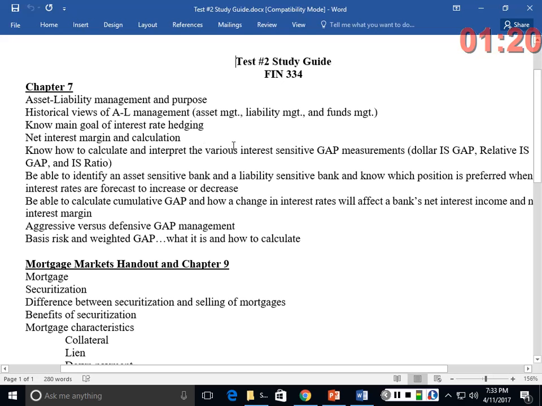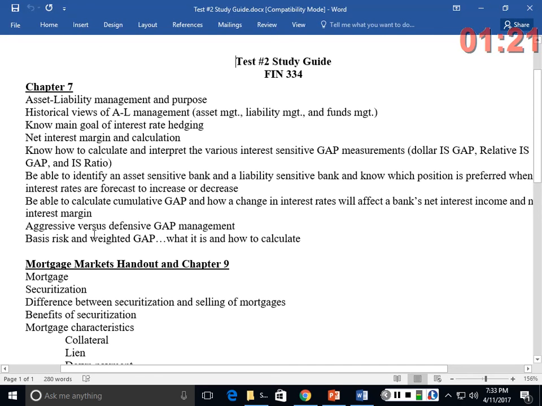Know how to calculate and interpret the various interest-sensitive gap measurements, such as the dollar interest-sensitive gap, the relative interest-sensitive gap, and the interest-sensitive ratio. Be able to identify an asset-sensitive bank and a liability-sensitive bank and know what position is preferred if interest rates are forecast to increase or decrease. Be able to calculate a cumulative gap, so that's just a total gap moving forward, and how a change in interest rates will affect the bank's net interest income and net interest margin.